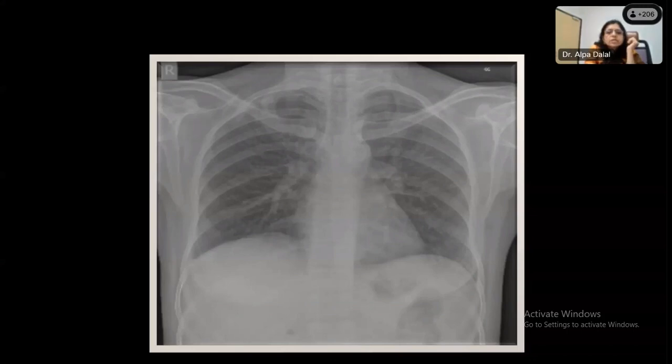You can see here, not much is... So on the X-ray chest, what we normally do is look for the presence of any lymph nodes. So here there is no obvious lymph node that you can see.